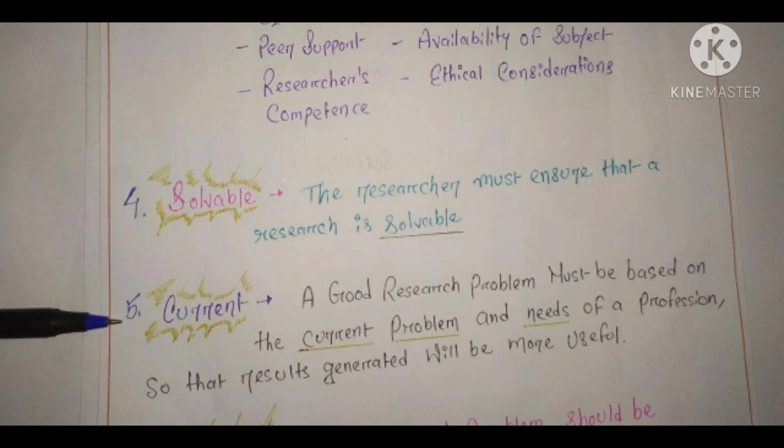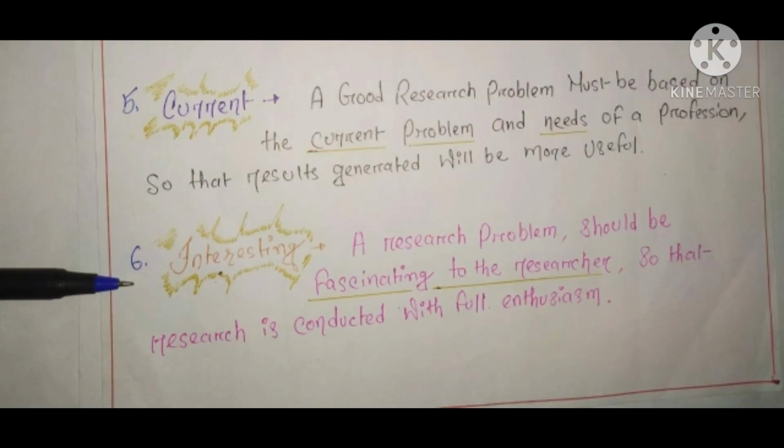Okay, the last one is interesting, sixth one. A research problem should be fascinating to the researcher so that research is conducted with full enthusiasm. Okay, so you should be fascinated by the topic, you should be interested, otherwise you won't be able to give your 100%, right? And that won't be right. So yeah, I hope all these points are clear.